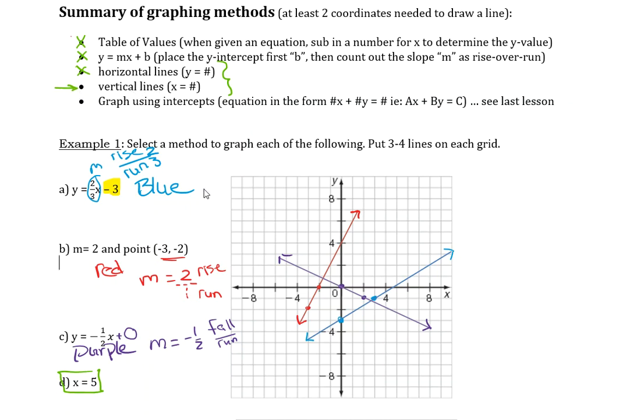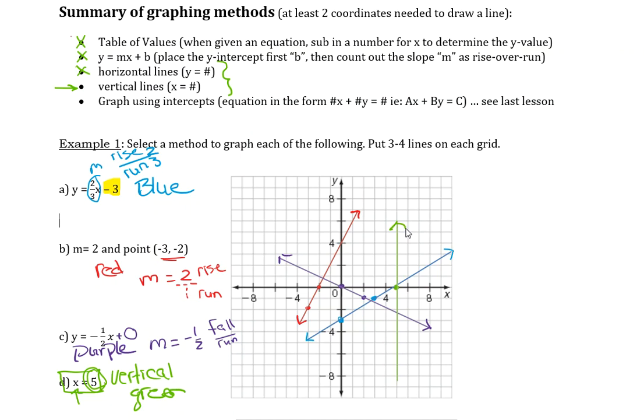Vertical means up and down. And the equation is always x equals a number. So here's my equation, x equals a number, so I know it's vertical. I know it's a vertical line. And the way we graph them, really easy, whatever this number is, 5, I'm going to go on the x-axis to 5, which is here. I'm going to put a dot there. And then I'm just going to draw a vertical line straight through that dot. And this was in green.